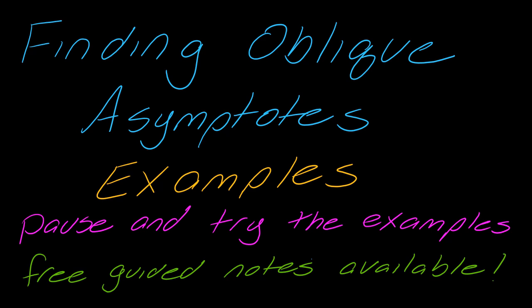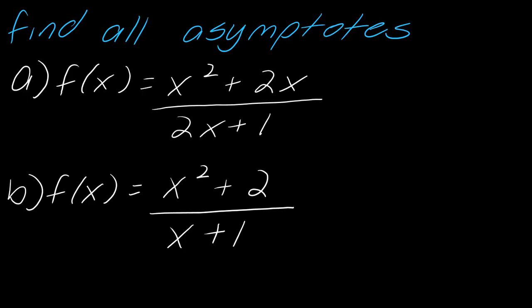All right, so in this video, we're going to find oblique asymptotes only. I'm going to be going through these two examples where we want to find all asymptotes, but these examples will also have an oblique asymptote. So let's get to it.